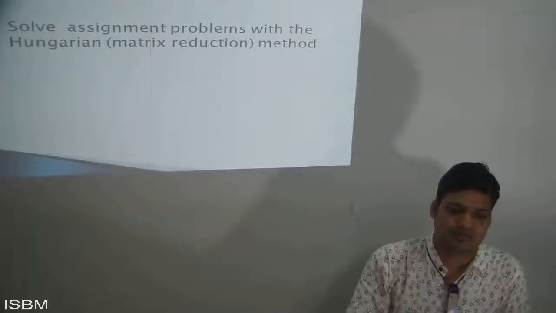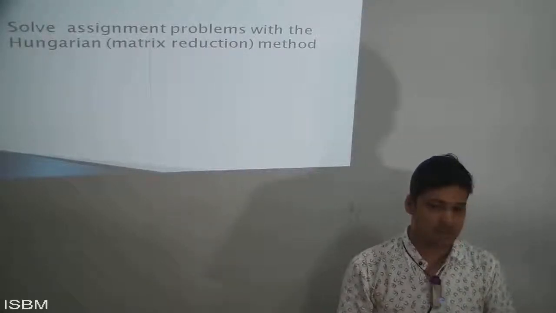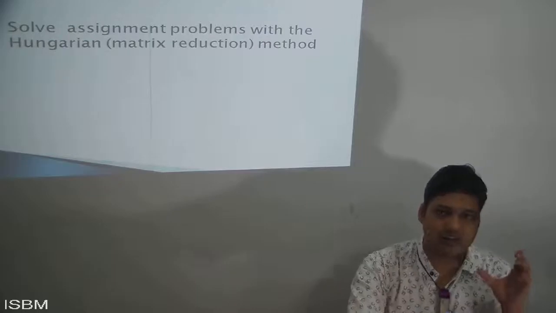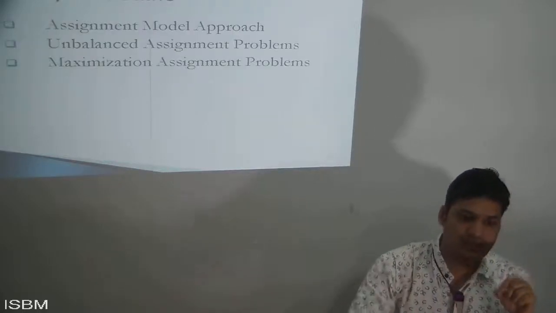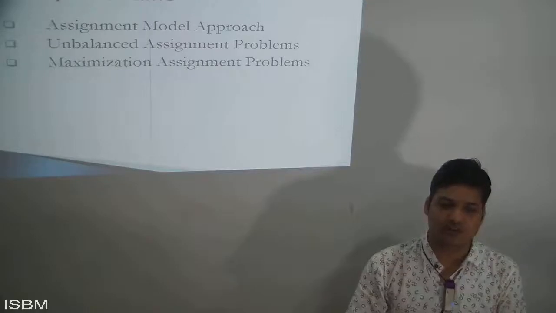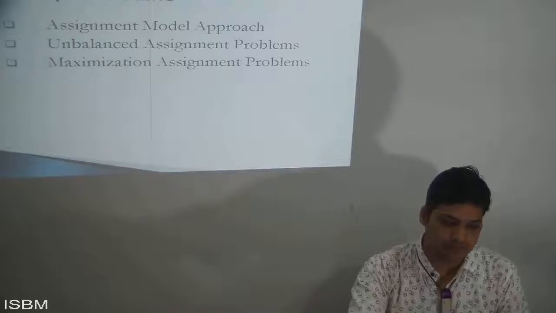What is the learning objective? To solve the assignment problem with the Hungarian matrix reduction method, which is nothing but a reduction method. It reduces each and every column and row. So the chapter outline is: assignment model approach, unbalanced assignment problem, maximization assignment problem. We will see these over here.